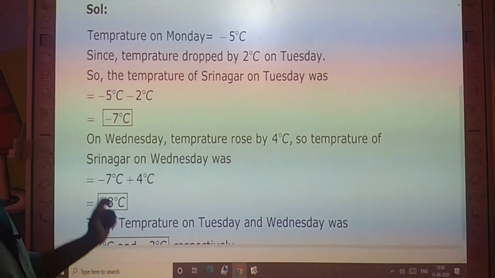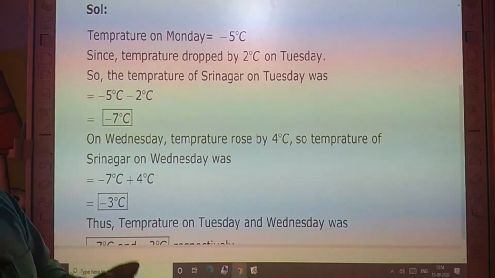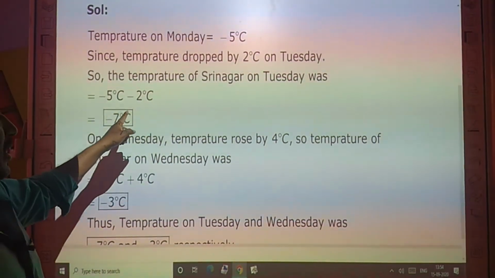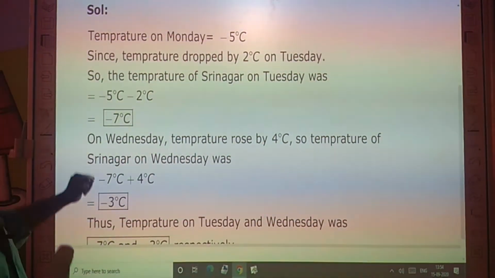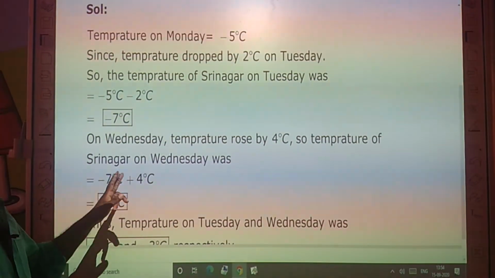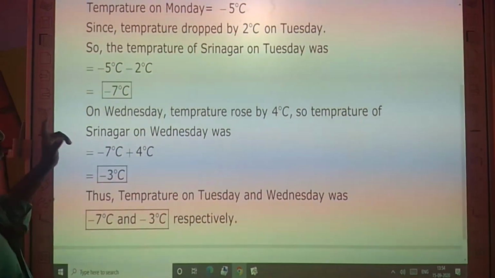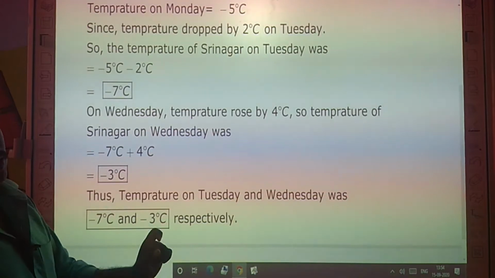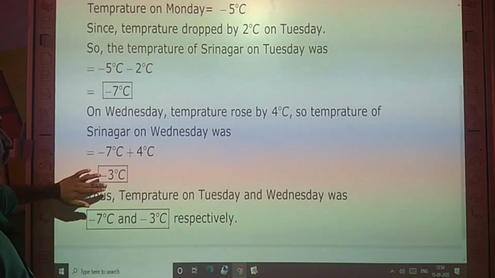Minus 5 is a negative integer. Minus 2 is also a negative integer. So minus, minus. We add the two numbers. The answer is also minus. 5 plus 2 is equal to 7. Minus plus minus is equal to minus.